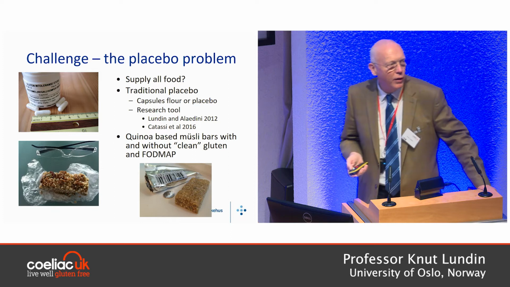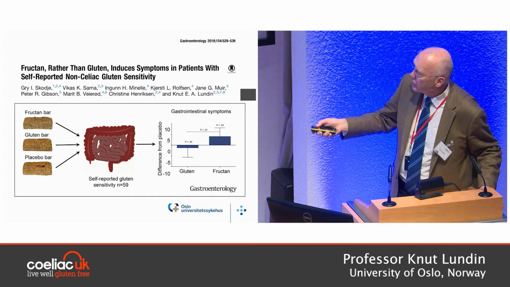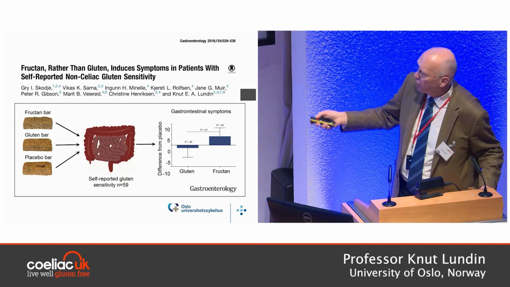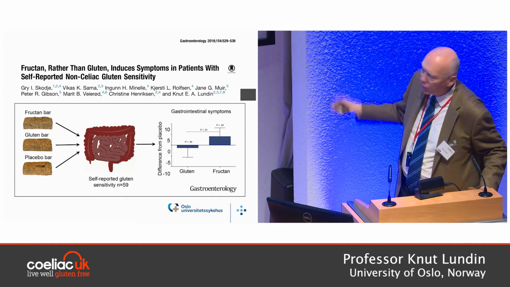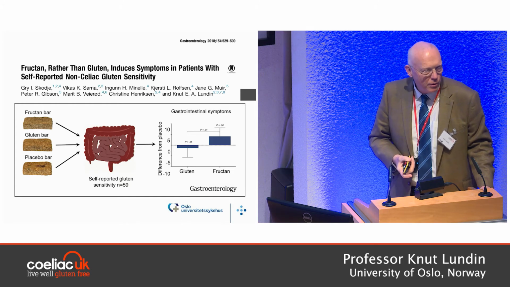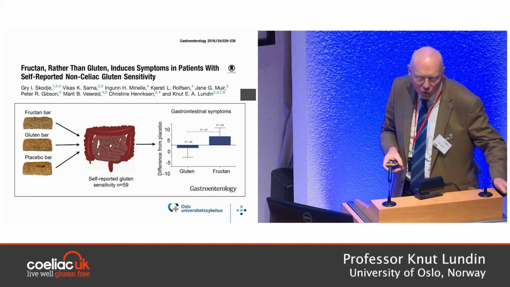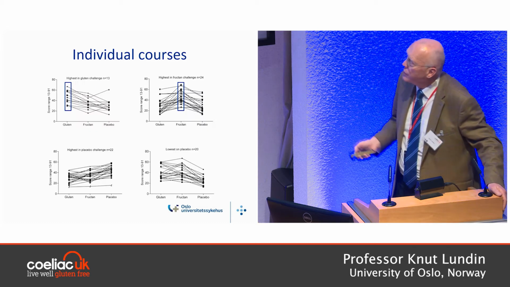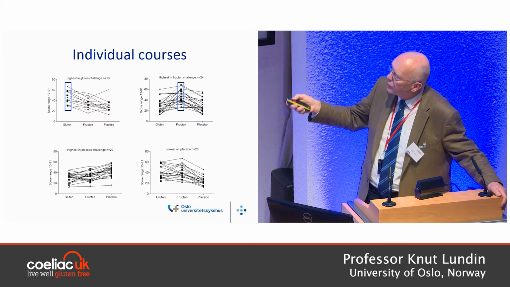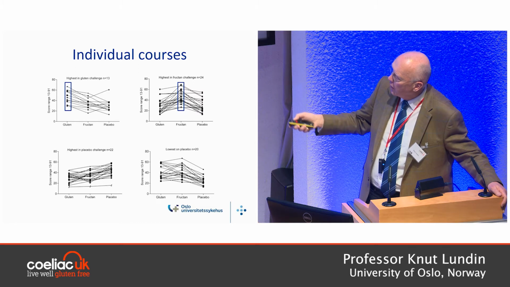And what happens if you give this in a blinded manner? 3 different bars, 59 with self-reported gluten sensitivity. This is the outcome. Fructose gave the symptoms. There's absolutely no sign on a group level that gluten gives any symptoms. If you look at individual courses, there are some individuals with highest response after gluten challenge. So some few have a response.